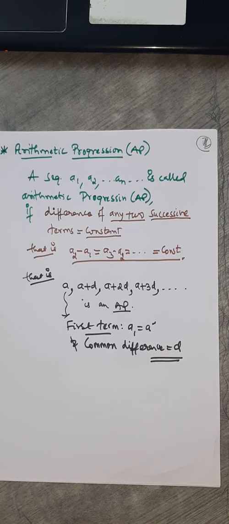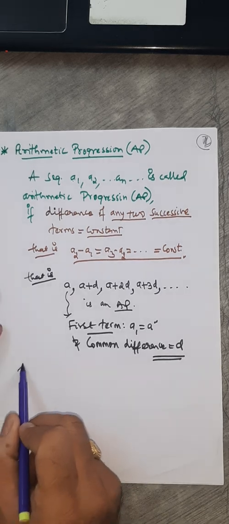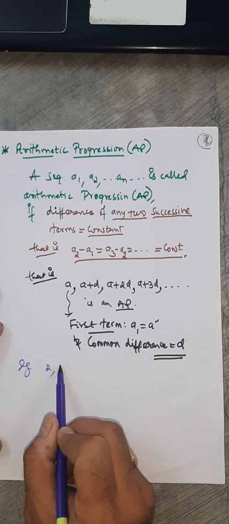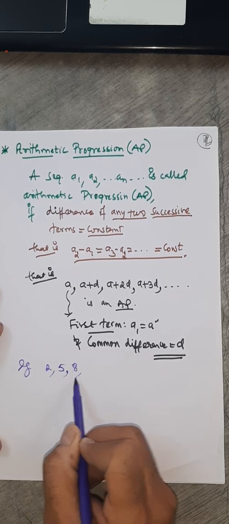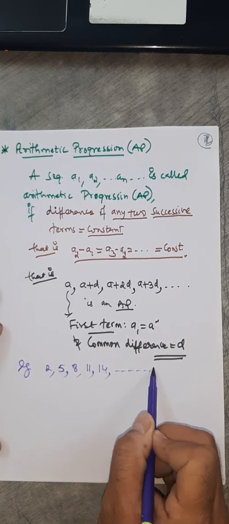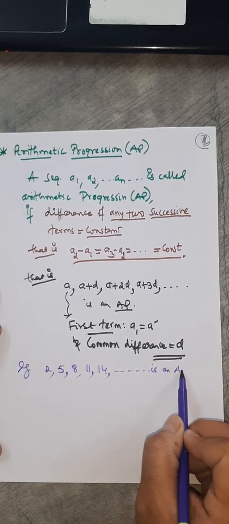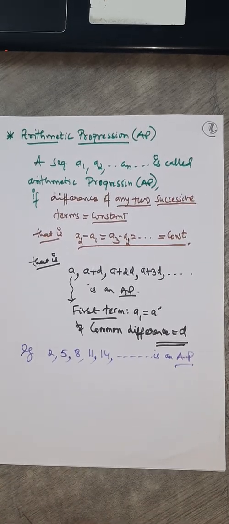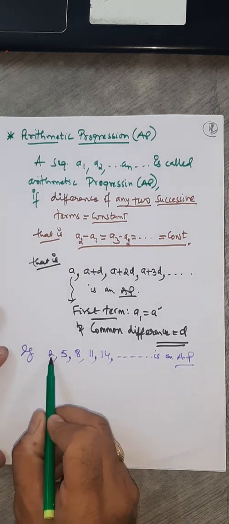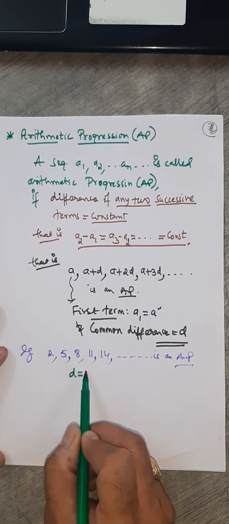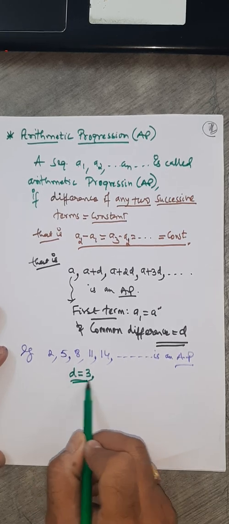Successive terms, if you pick up, there you will find the common difference like this. If I take 2, then I'll add 3, so 5, then I'll add 3, 8, then I'll add 3, 11, then I'll add 3, which is 14 and so on. So this is an arithmetic progression. You see, 5 minus 2, 3. 8 minus 5, 3. 11 minus 8, 3. So common difference is 3 here.